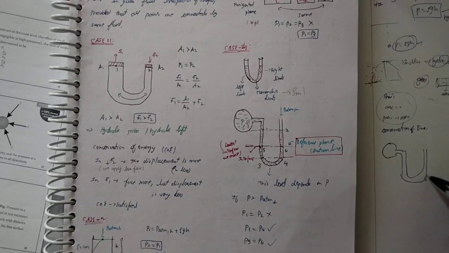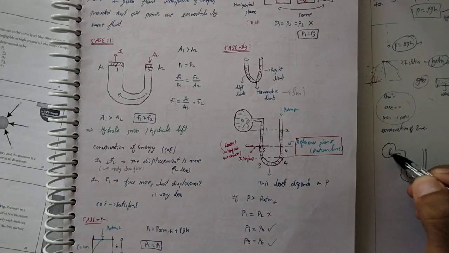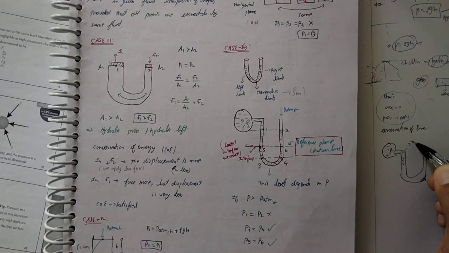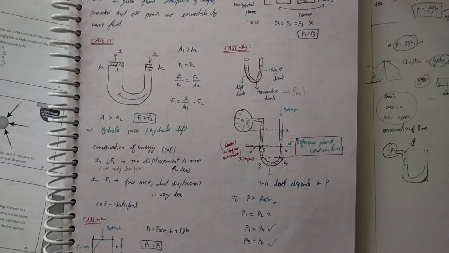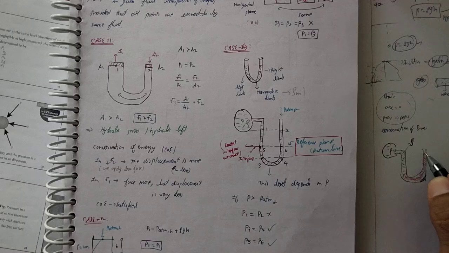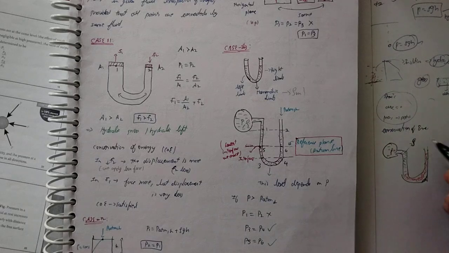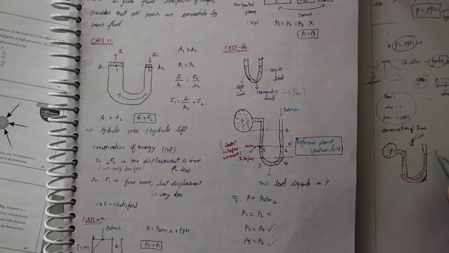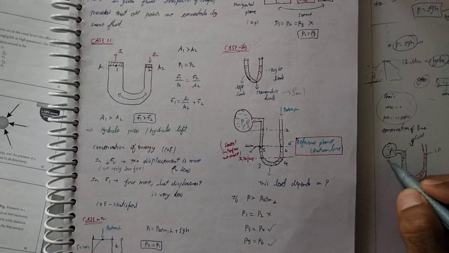Let us assume this is a manometer. Here the pressure is P and here the density is rho. It is filled with water, and when you go downside, the entire thing is filled with mercury. So suppose, guys, here the fluid is water and here it is mercury. Now we are drawing a straight line.